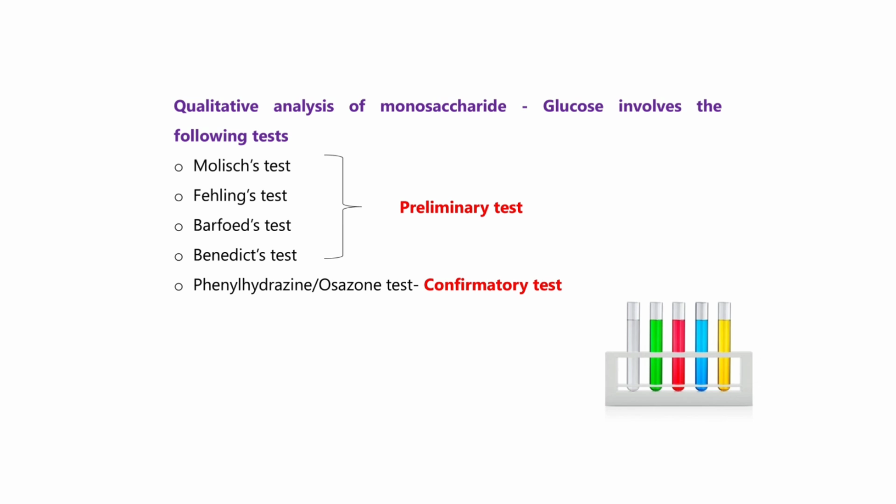Qualitative analysis of monosaccharide glucose involves the following tests, which include Molisch test, Fehling's test, Barfoed test, and Benedict's test. These are said to be the preliminary tests, whereas phenylhydrazine test or osazone test is said to be the confirmatory test for the presence of monosaccharide glucose.